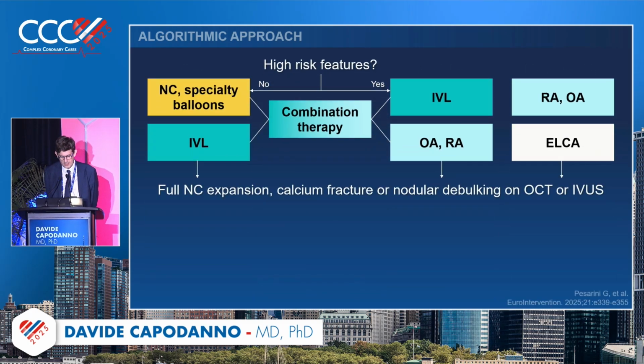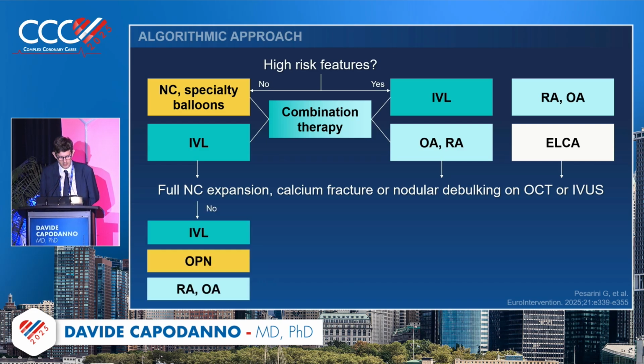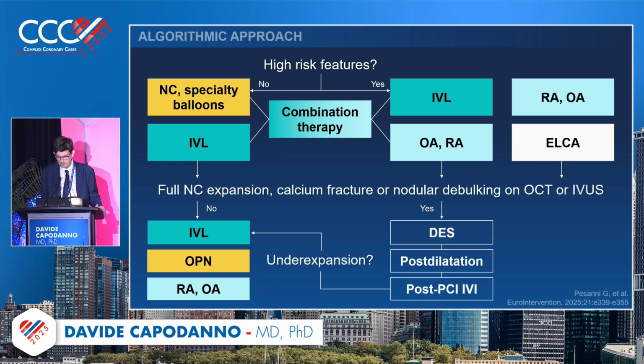So if you achieve a full non-compliant balloon expansion after all these techniques of debulking, calcium fracture or nodular debulking on OCT or IVUS, of course, you can implant the DES. In case this is not achieved, then you can start again with this sequence of IVL, OPN, rotational atherectomy, orbital atherectomy. If you implanted the drug-eluting stent, of course, it's important to post-dilate and then do intravascular imaging again in order to see whether there is underexpansion. And in case of underexpansion, again, IVL, OPN, and rotational and orbital atherectomy.